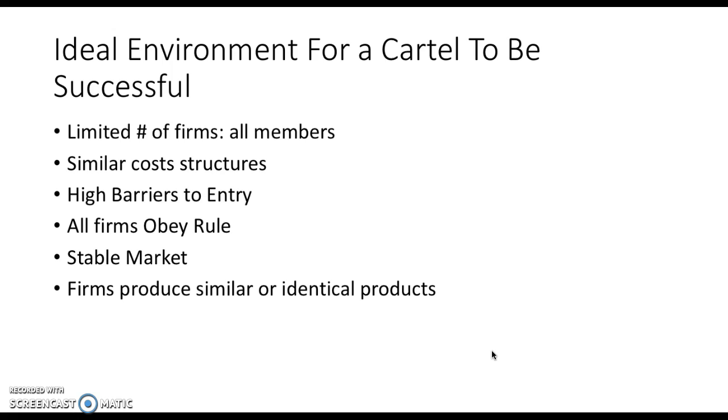Other thing is they all need to obey the rules. Remember, it only takes one person. If they were to lower their price, it only takes one person to destroy that price fixing. And so everyone needs to obey the rules. It needs to have a stable market, and it's also good if the firms produce similar identical products. In the instance of OPEC, they all sell oil or petrol.